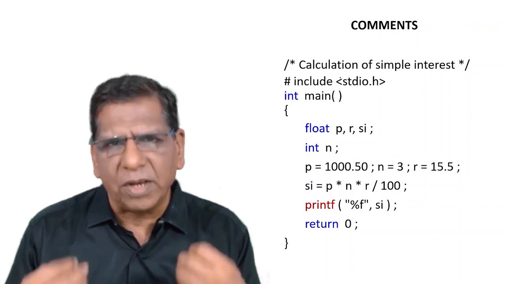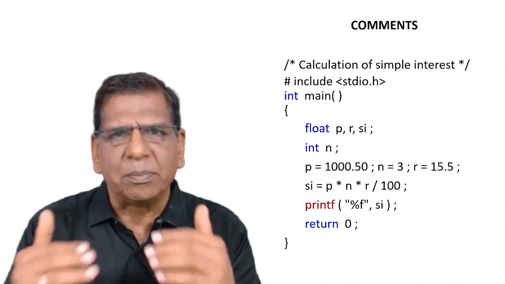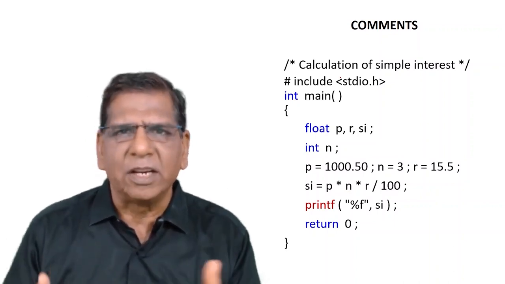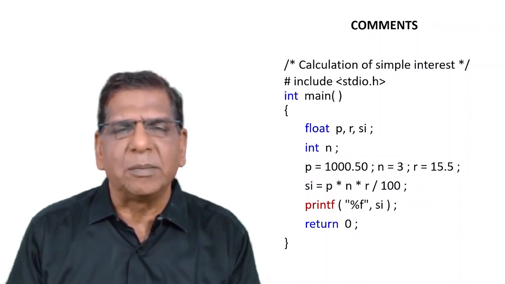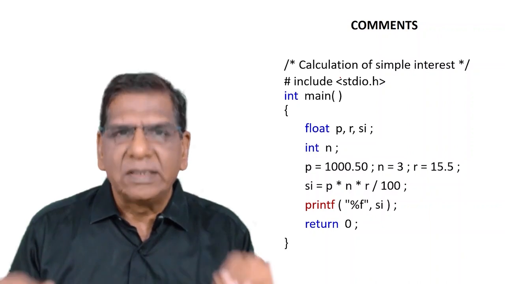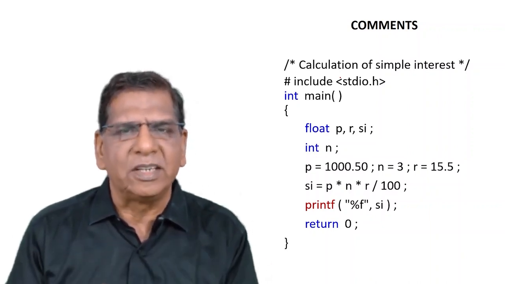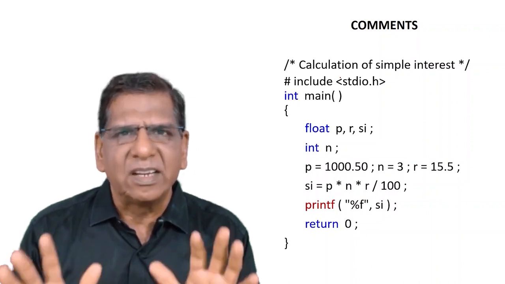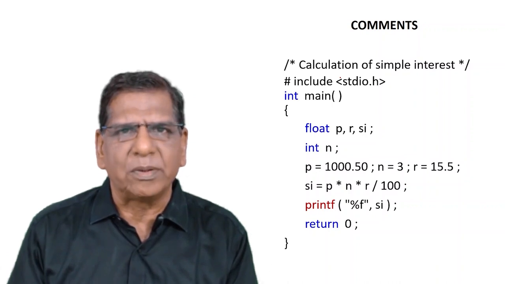Needless to say, you can give any number of comments anywhere within the program. At the top, in the middle, at the bottom, wherever you wish. Usually what is given in this comment is the purpose of the program. Secondly, the author of the program. Thirdly, the date of creation of the program. These three are almost there in every single program as comments at the top.